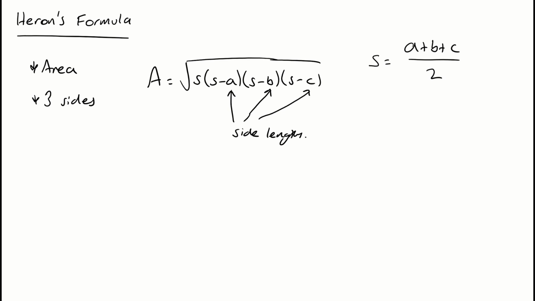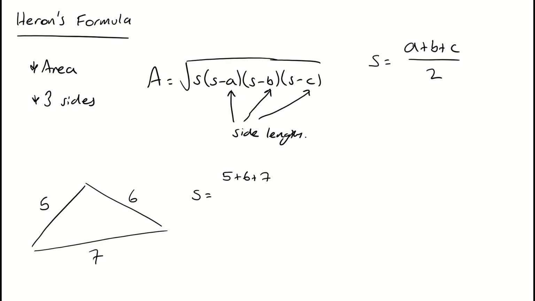So for example, let's say that I've got this non-right angled triangle down here, and I'm told that this side length is 5, this side length is 6, and this side length here is 7. If I'm going to work out what the value for s is for this triangle, I do all of my side lengths added together, so 5 plus 6 plus 7, all divided by 2. So 5 plus 6, 11, plus 7 is 18, divided by 2 just gives me 9. So the s value for this particular triangle would be 9.